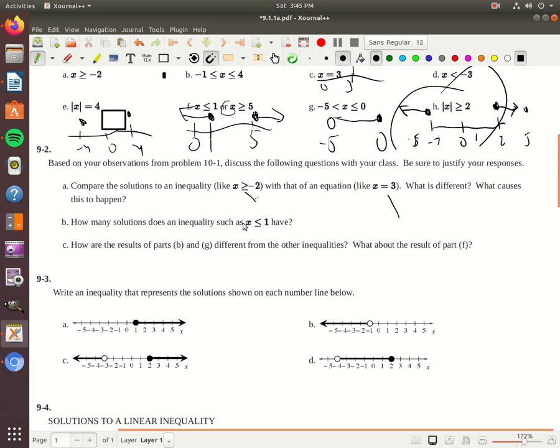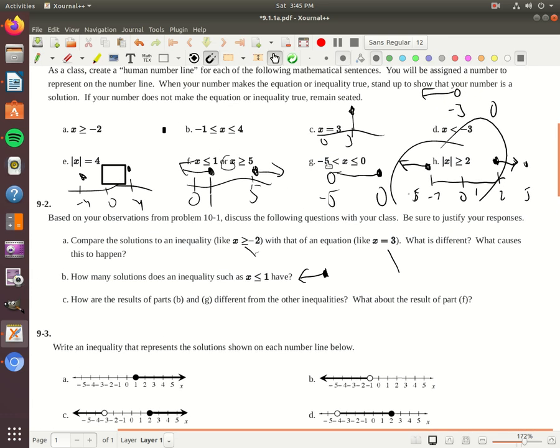How many solutions does this inequality have? An infinite amount of solutions. We could spend our whole life marking this, or we can use an arrow. And how are the results in B and G different from the other inequalities? Let's see. G makes that barbell shape, and B also is going to make a barbell shape. We didn't go over that, but it would also make the same shape between negative 1 and positive 4. So that's an AND question as well as this one.